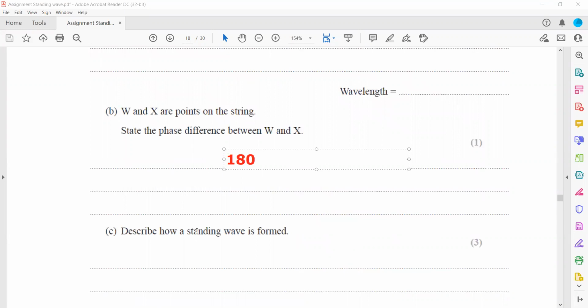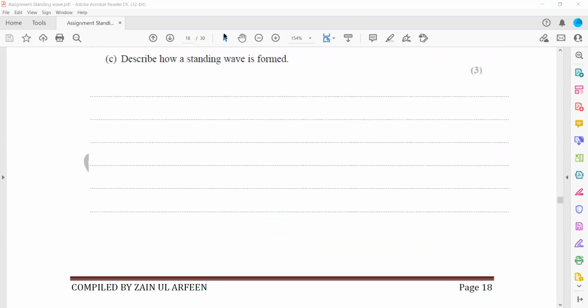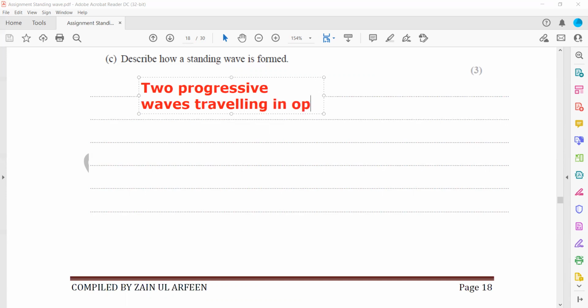Describe how a standing wave is formed. Always, this is a very common question. So what should be your answer? It should be with the specific terms you should use, like you will mention two progressive waves. Progressive means a wave which can travel from one place to another. So two progressive waves traveling in opposite directions. That is also the thing. If you don't mention they are moving in opposite directions, it won't be correct.